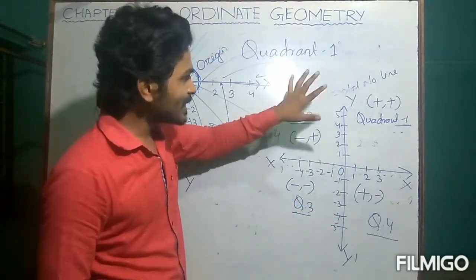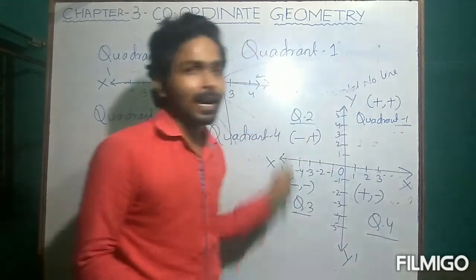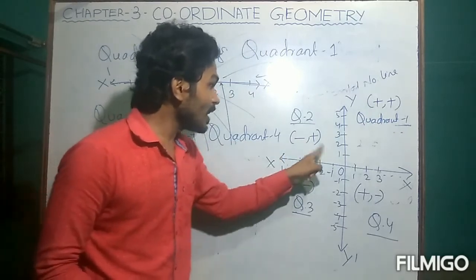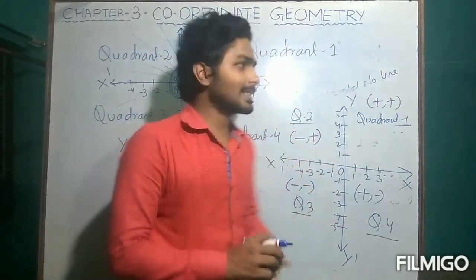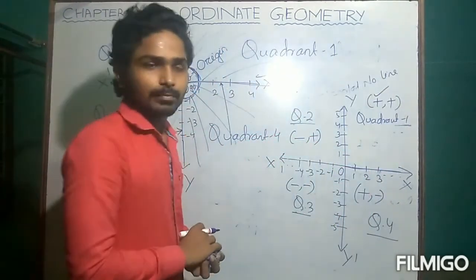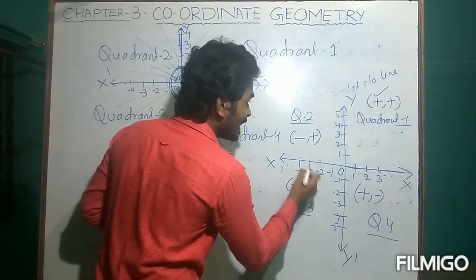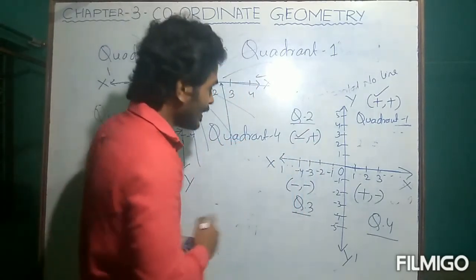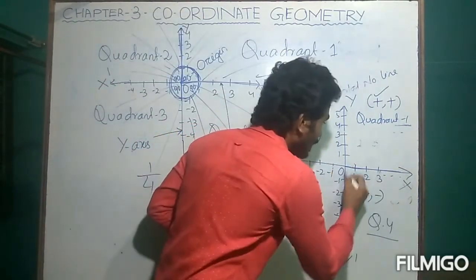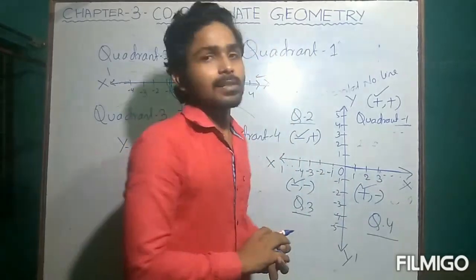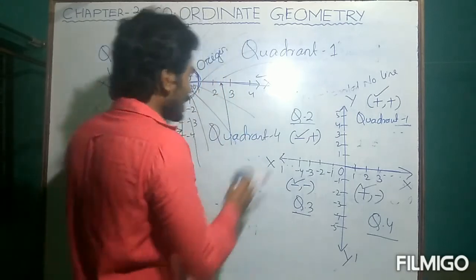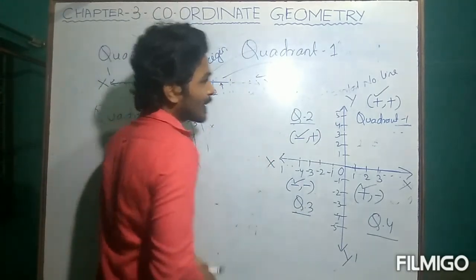You can see one thing: in all these four quadrants, the first sign I am writing is according to the value of the x-axis. Here the x-axis is positive, so I am writing it first. Here the x-axis is negative, so I am writing it first. Here also negative, and here the x-axis is positive. Why am I writing the value of the x-axis first? Let us find out why.